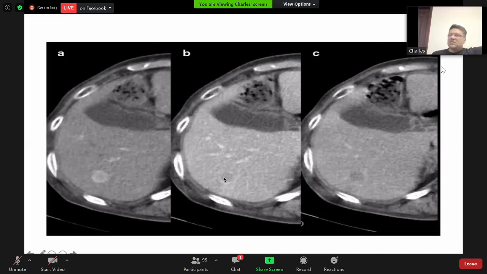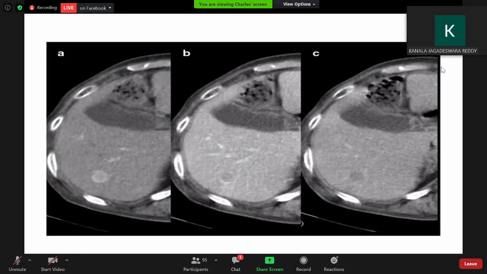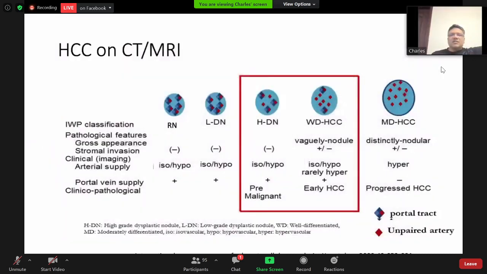To call it washout, it has to be hypo to the surrounding liver. Unless it's hypo to the surrounding liver, you cannot call it a washout. So what would be the diagnosis? Sir, it's hepatocellular carcinoma, sir. So most likely it's a hepatocellular carcinoma.